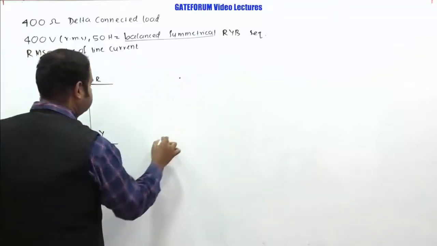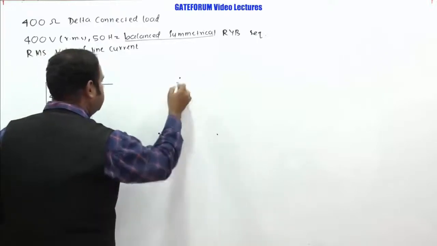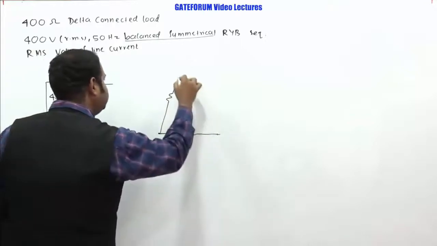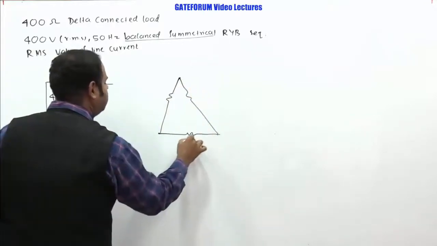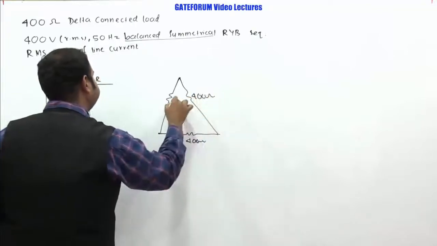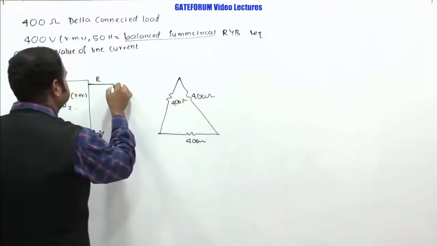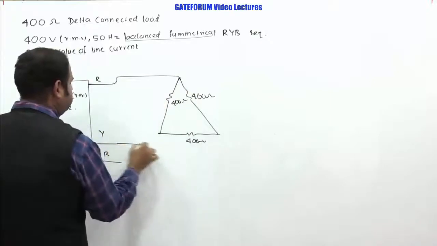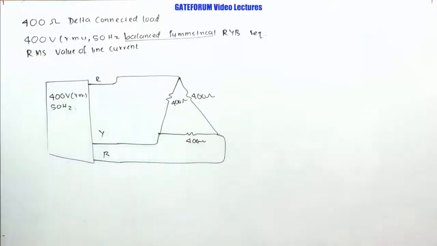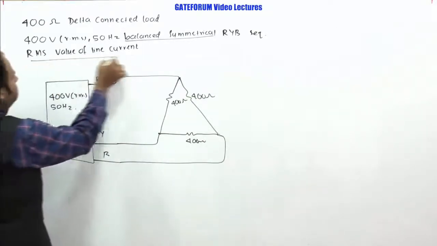And what they are telling is there is a delta connected load, and each of these resistance values is given as 400 ohms. So each of these resistance values is 400 ohms. I am connecting them to this RYB sequence, something like this. And we are supposed to find the RMS value of line currents.